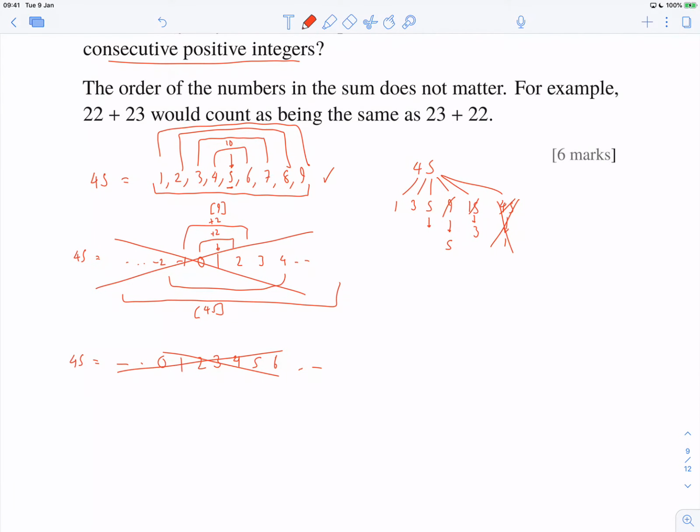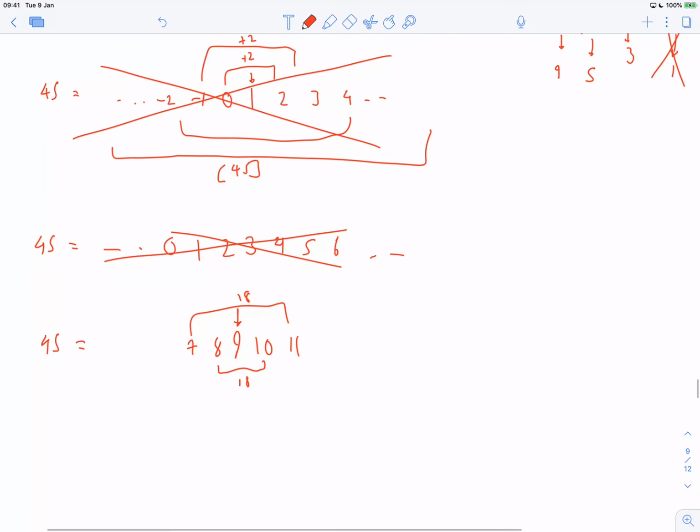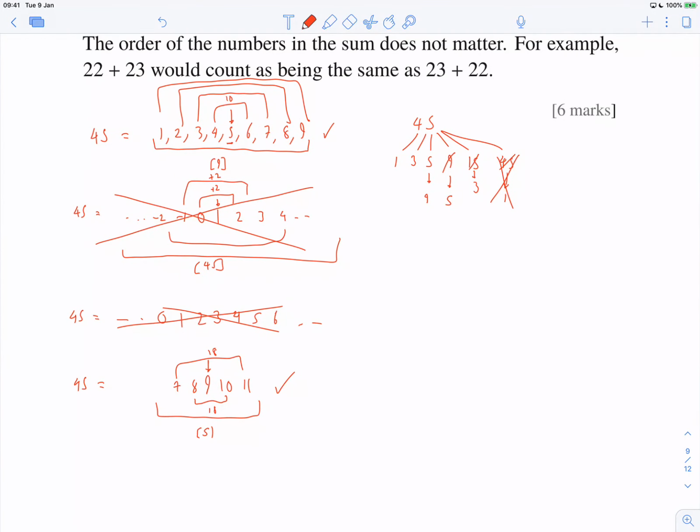If I look at the 5, 45s into 5 go 9, so is there a sequence of 5 consecutive numbers with 9 in the middle? Well, if I have 8 and 10, and then I go 7 and 11, let's see what happens there. Well, I've got 9 in the middle, and I've got 18 there, and I've got another 18 there. So 2 18s are 36, plus the 9 is 45, so that works. So this is my sequence of 5 numbers. So that was okay.